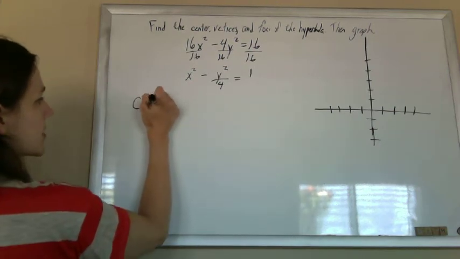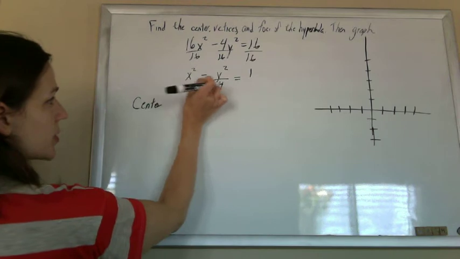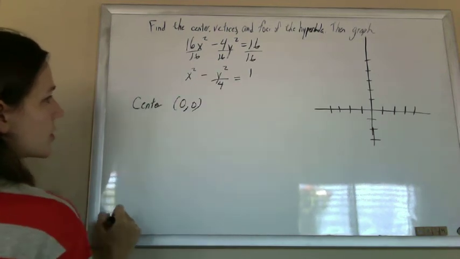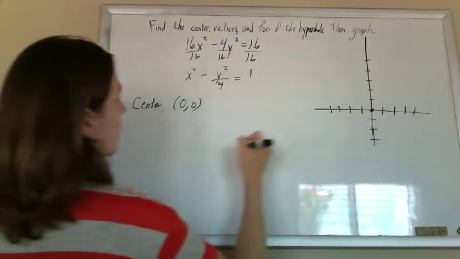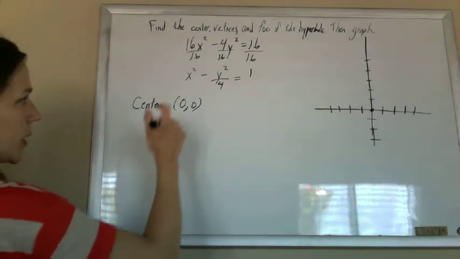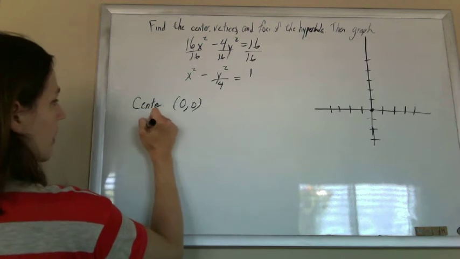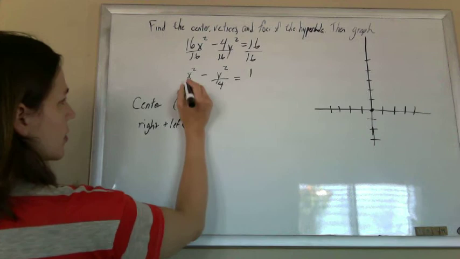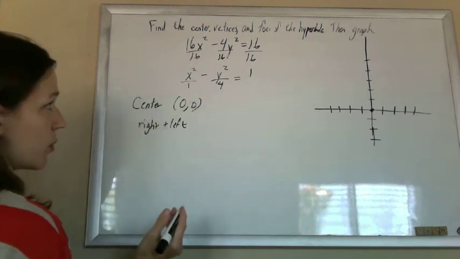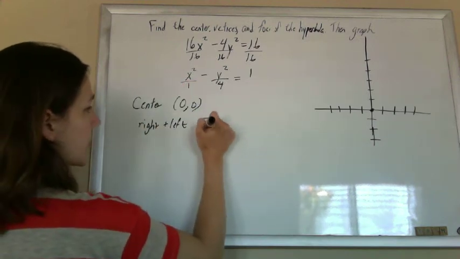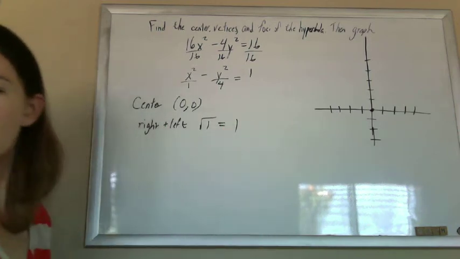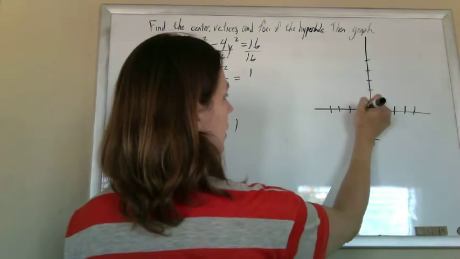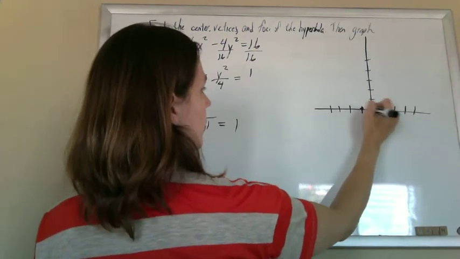Now here, the center, because there's nothing being added or subtracted to the x or the y, your center is just 0, 0, which is very, very nice. And if we try to figure out how much right and left we go, there's nothing underneath the x, but there's an invisible 1 there. So I'm going to go right and left the square root of 1, which is just 1, and I'll plot that here and here, so 1 from the center.